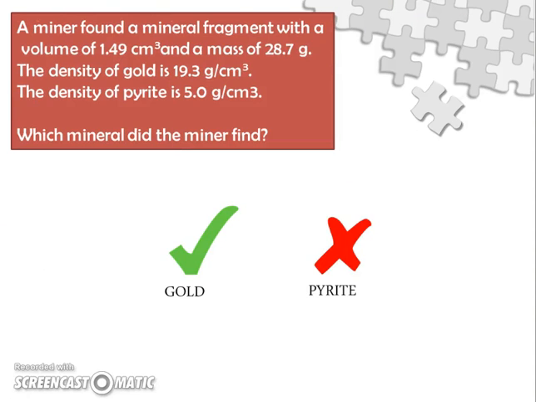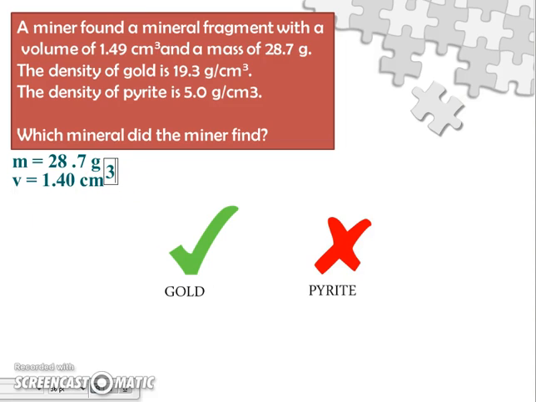Now this question comes, I believe, from your practice worksheet. I think it might also be in the quiz or maybe in the lesson. I'm not quite sure. It says a miner found a mineral fragment with a volume of 1.49 cubic centimeters and a mass of 28.7 grams. So I don't know if I'm going to use this information yet, but it just identified for me what's what, so I'm going to write that down. Mass is 28.7 grams, and the volume V is going to be 1.49 cubic centimeters.